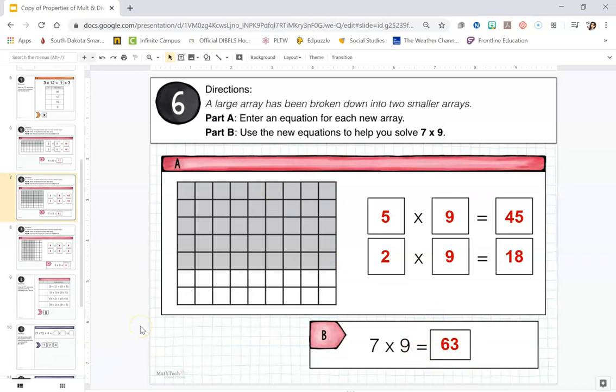So the distributive property is super helpful if you're multiplying by 12. If you're struggling, multiply the number by 10, and then multiply that number by 2, and then add those two together. All right, so good luck with the practice.